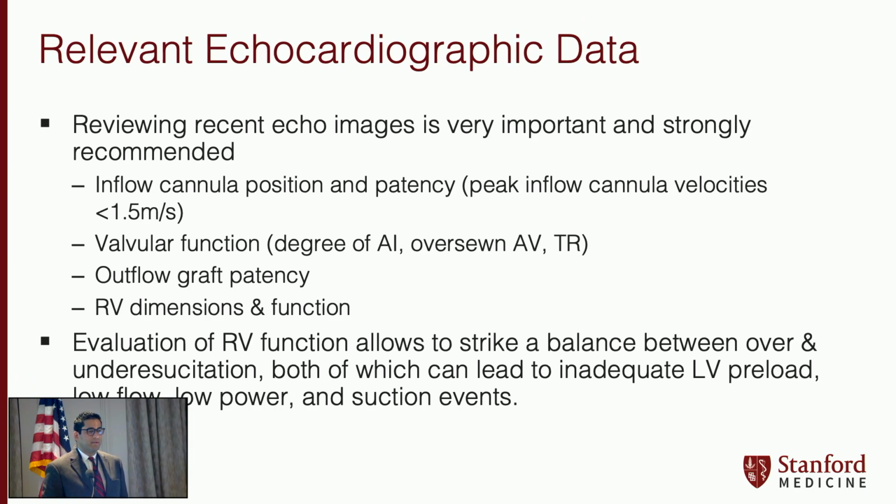Check if the valve opens at all, since sometimes during the surgeries they actually sew the aortic valve closed, and evaluate the degree of tricuspid regurgitation. Look for aortic outflow graft patency and RV dimensions and function. The evaluation of the RV is sort of the most critical because it allows you to strike a balance between under-resuscitation and over-resuscitation.